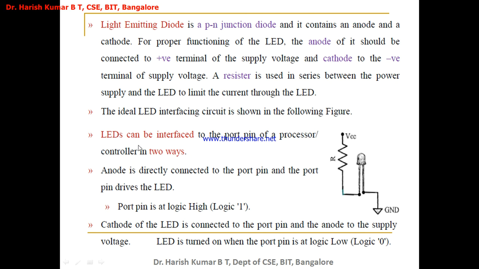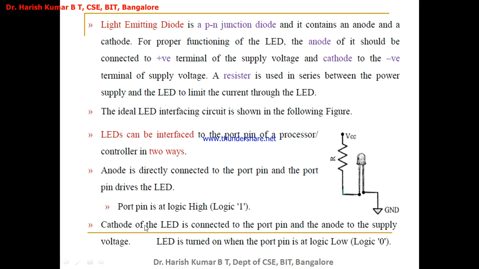Now, an LED can be interfaced to the port pins of a processor or a controller in two ways. One is this: the anode is directly connected to the port pin, and the port pin drives the LED. Now we can have this anode pin directly connected to the port pin of the processor or the controller. Now we have the port pin directly driving the LED. If the port pin is at a logic high state, then we say it is logic 1. If the port pin is at the logic low state, then we say it is logic 0.